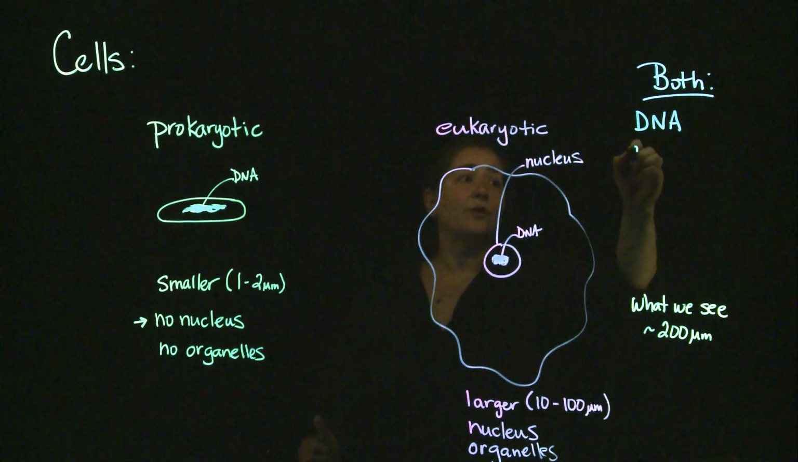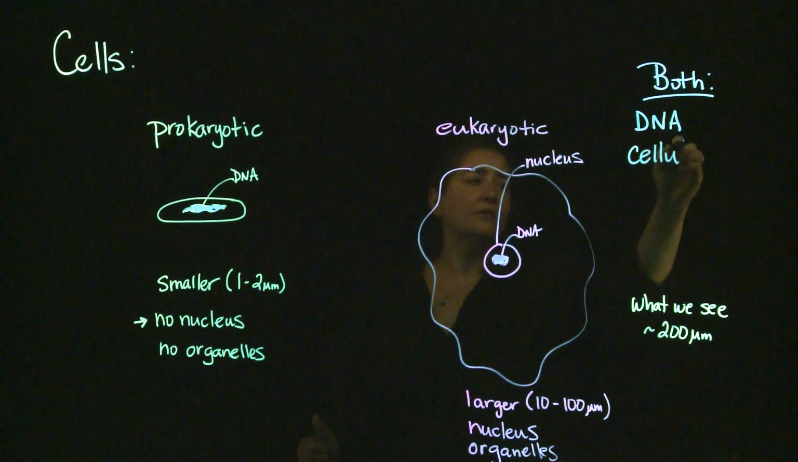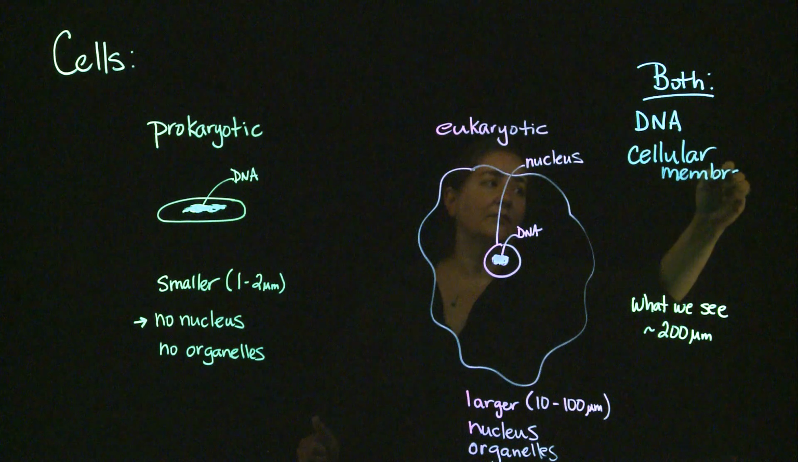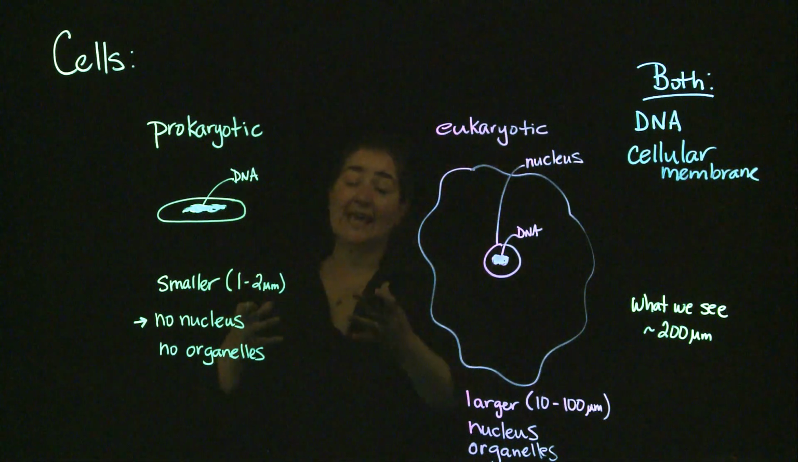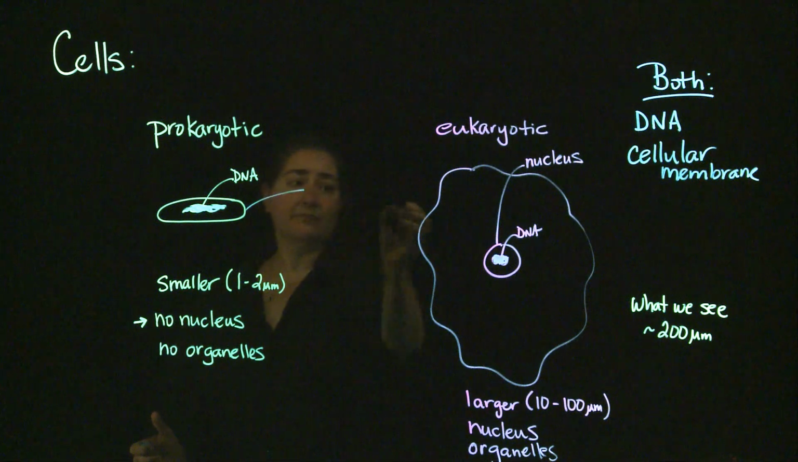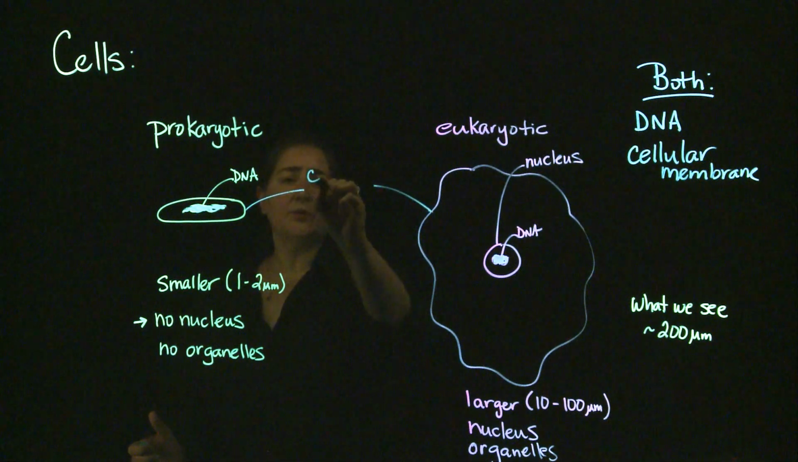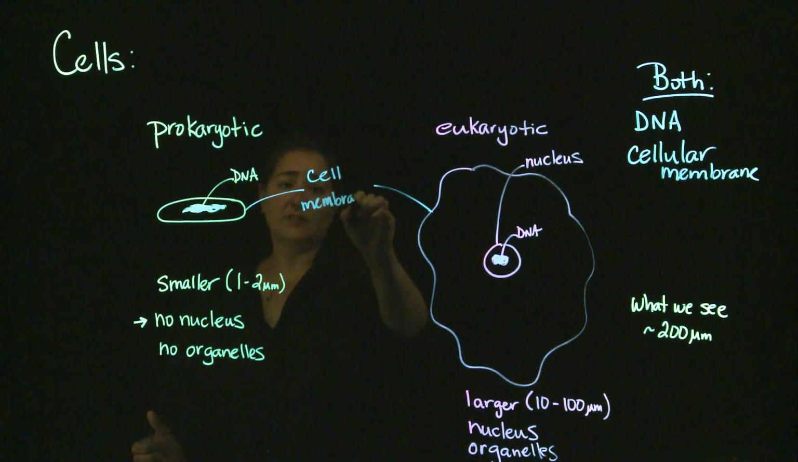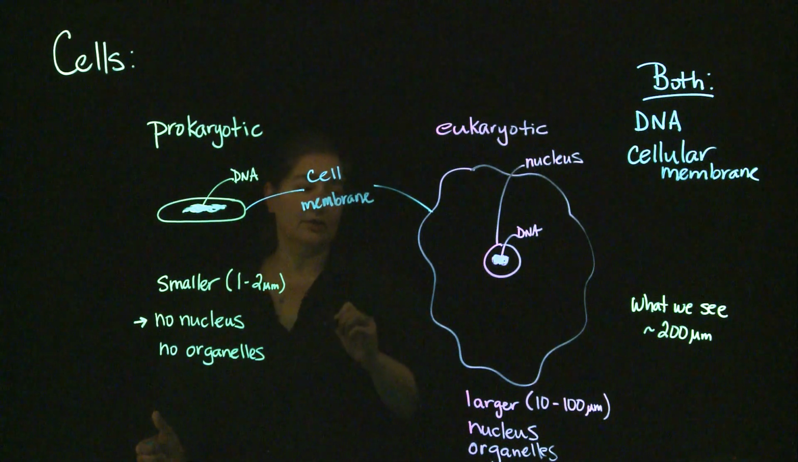They are both going to have a cellular membrane, because you have to contain that living organism within something, okay? So both our prokaryotic and eukaryotic cells have a cell membrane, okay?